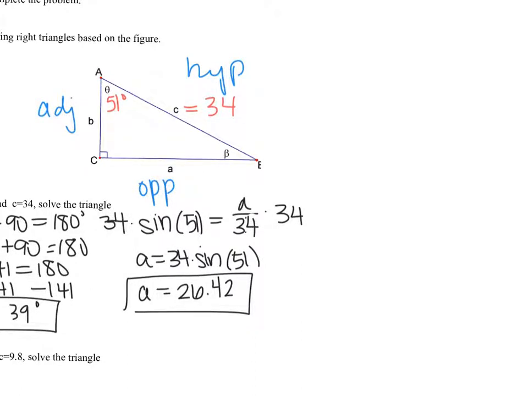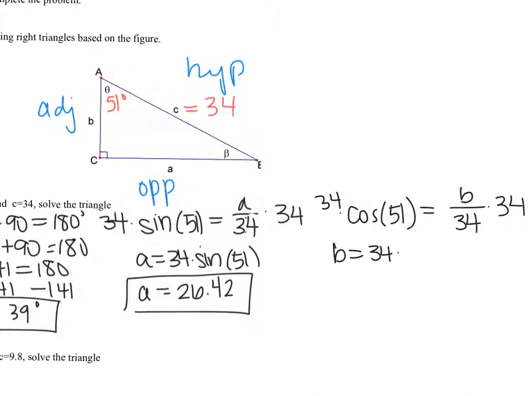So that means cosine of 51 equals B over 34. So to solve for B, we're going to multiply both sides by 34, and we get B equals 34 times cosine of 51, and that gives us a length of 21.4.